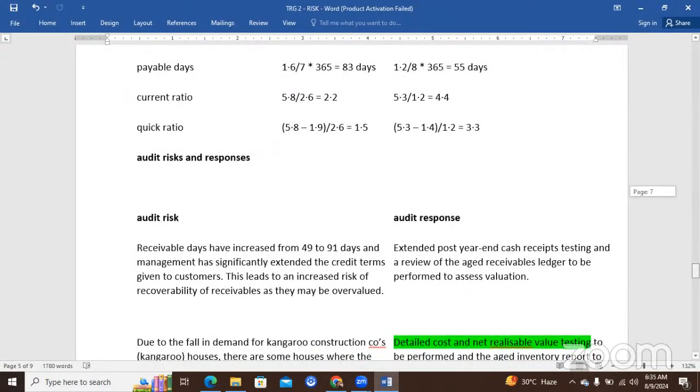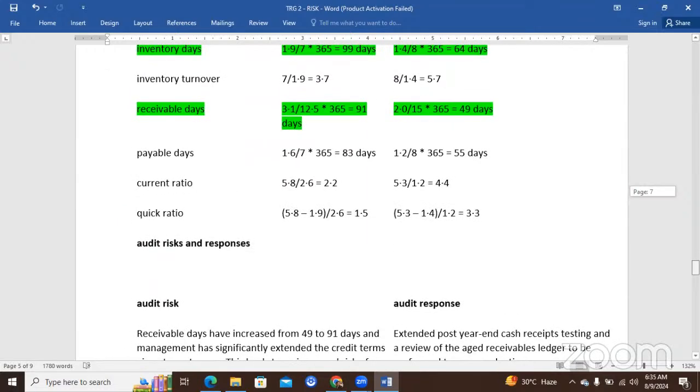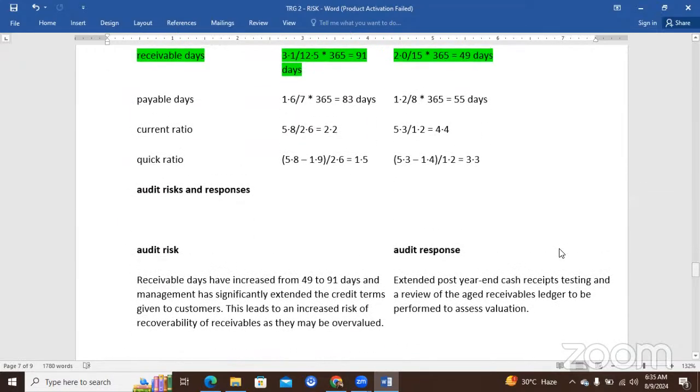Copy this one. Then we can move to the next point or scenario. Copy this. So here, that is the only point where we are merging. See here, receivable days have increased from 49 to 91 days that I took from the ARP, and management has significantly extended the credit term that I took from the scenario. Both will increase the risk, recoverability, credit risk. By that, receivables overstated, the response is extended post-year and cash receipt test. This post-year and cash receipt test is common for credit risk.